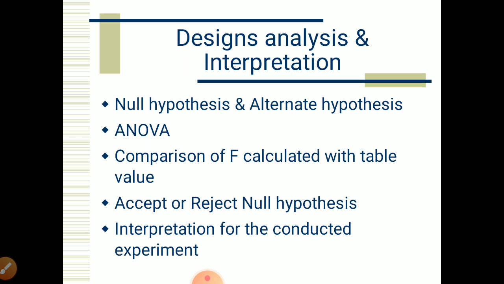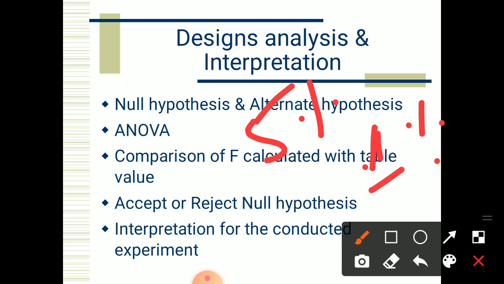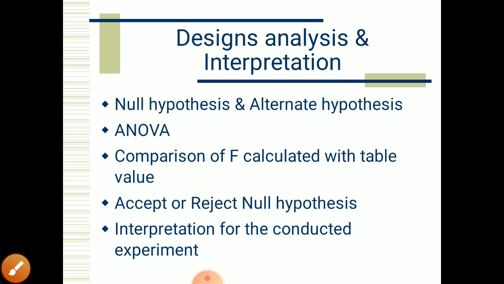As I just told you, the end product of ANOVA will be the F calculated value. You obtain this F calculated value and compare it with the table value at a particular level of significance. Here you can add one more point: in a test of significance, we should also fix the level of significance, 5% or 1%. So at a given level of significance and for given degrees of freedom, you obtain the table F value, and the calculated value is also obtained.